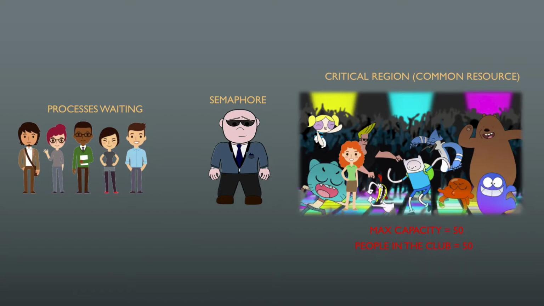So now the total number of people in the club is back at 50, which is again the max capacity. Thus, no more processes can enter the club. As a result, if there are any new processes that want to enter the critical region or the club, then they have to wait along with the other processes. And now, if there are fewer people in the club, then the semaphore will signal the processes that are waiting on a first-come, first-served basis. So in our case, the gentleman in the blue shirt would next get to go into the club.